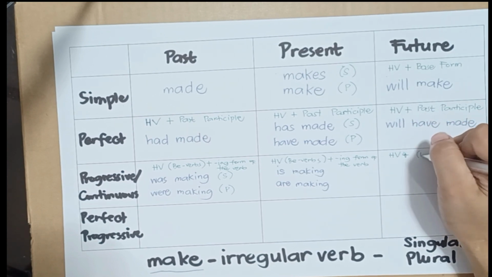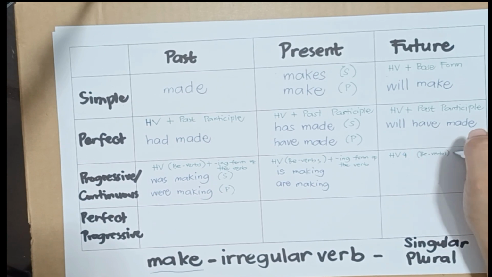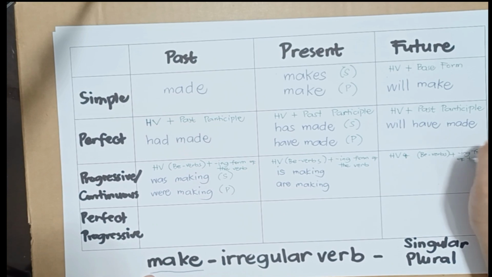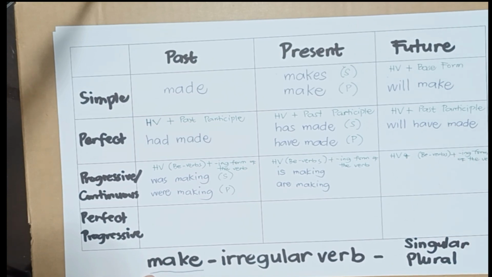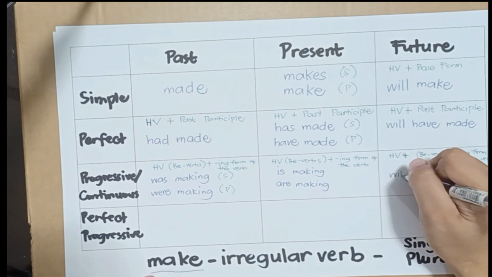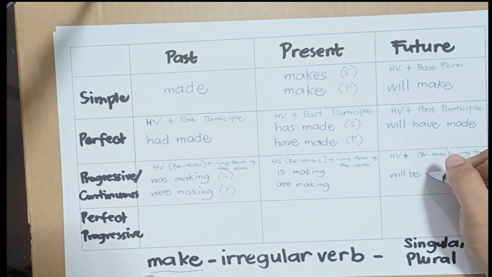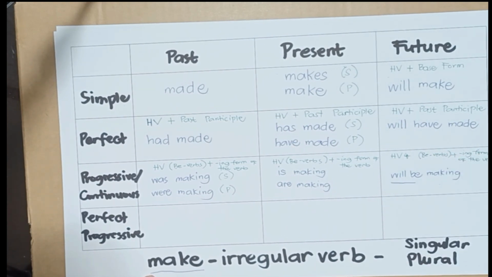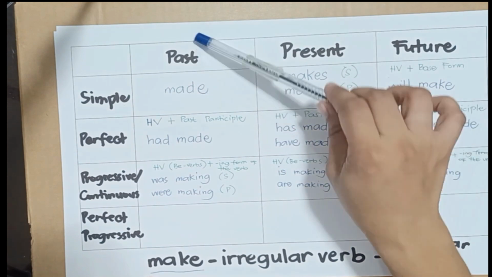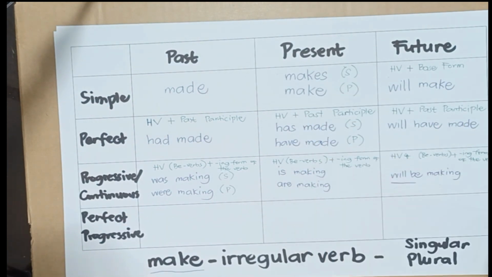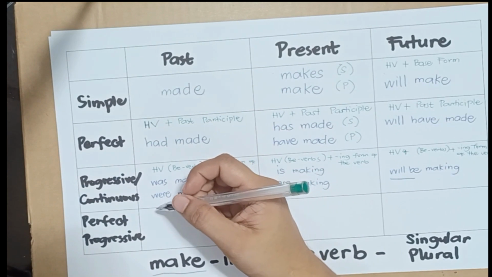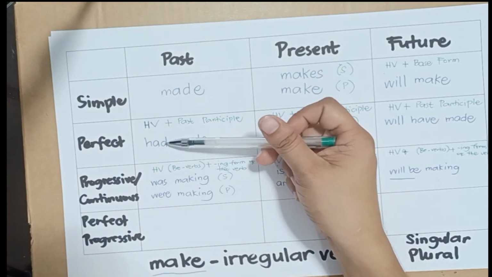Next, let's go to future progressive or future continuous. Helping verb plus, of course, the helping verb is a be verb plus the ing form of the verb. So we have will be plus the ing form, making. Will be making. Okay, again, will be making.